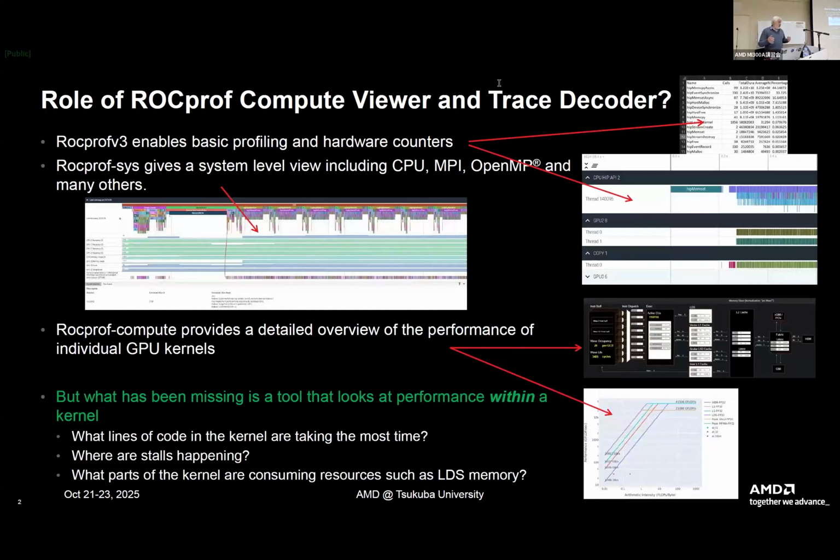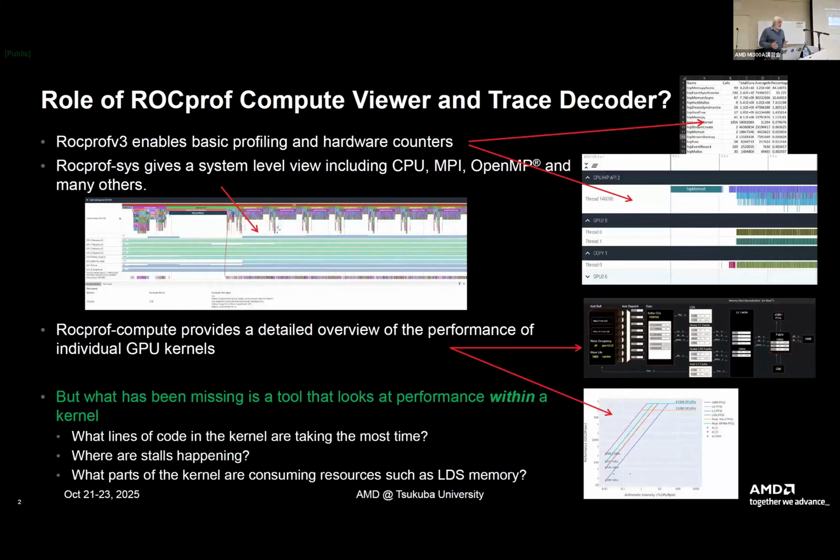So Rocprof v3, we get the basic profiling and hardware counters. Rocprof-sys, we get a system level view, including CPU, MPI, OpenMP, many other things in the Rocprof-sys profile. And it primarily gives us that timeline view of what's happening. Rocprof Compute, you can dive down into the performance of individual GPU kernels.